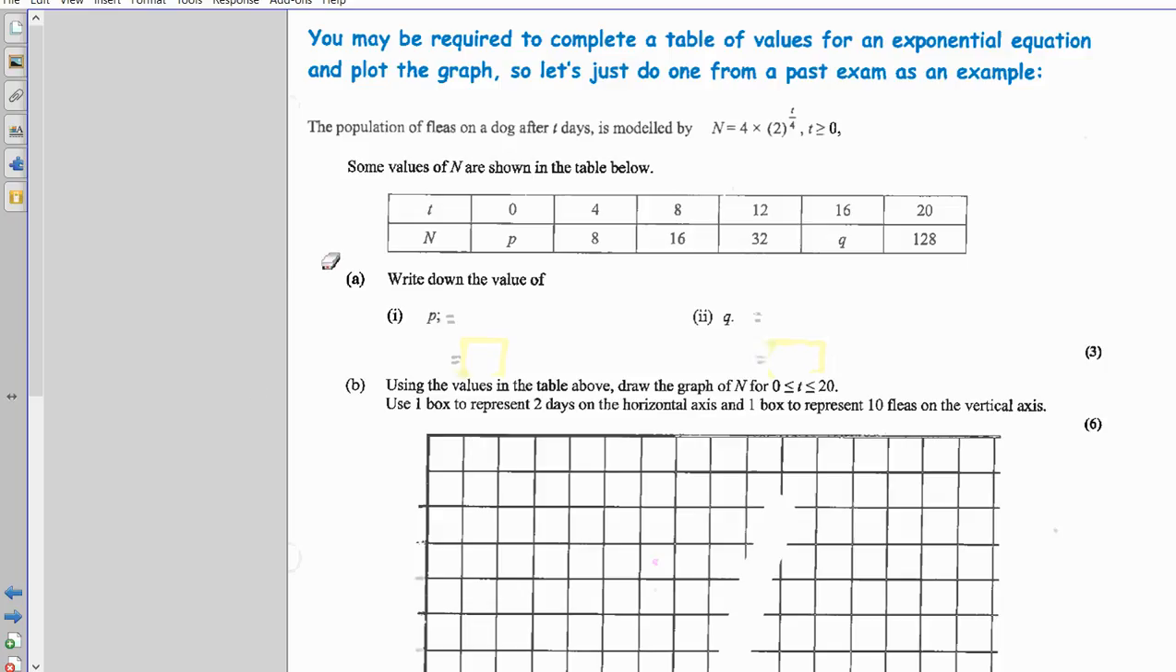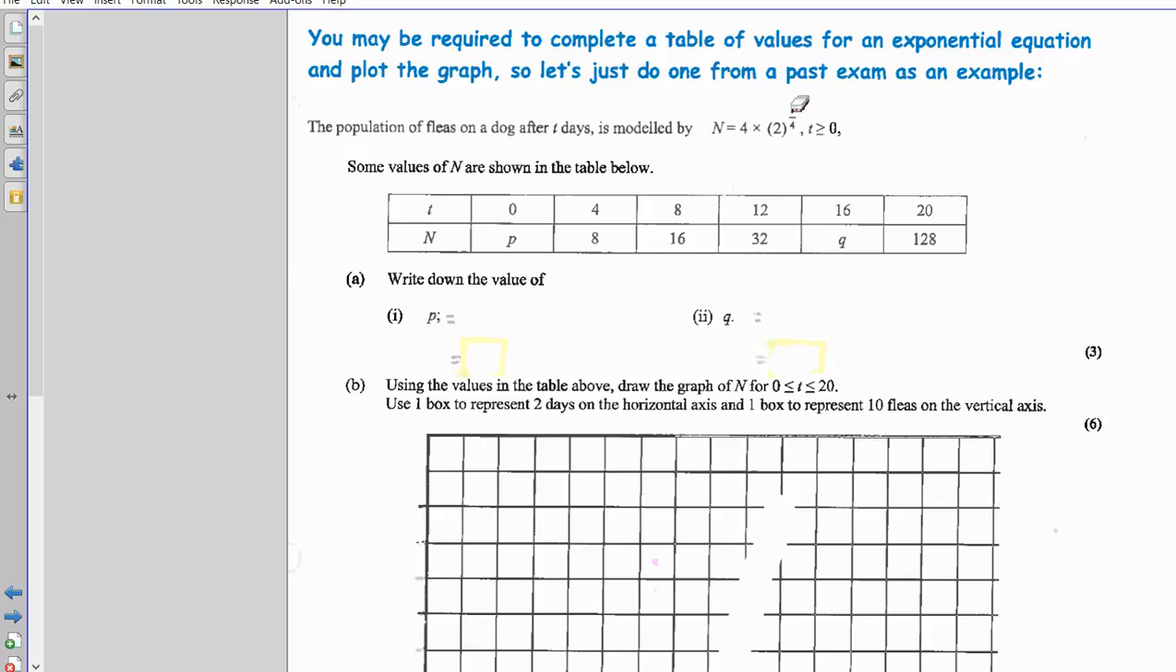You may be required to complete a table of values for the exponential equation and plot the graph. So let's just do an example where you're just asked to fill in a table of values using an equation and just plot the points and draw a curve. So let's say the population of fleas on a dog after t days is modeled by N, the number of fleas, equals 4 times 2 to the power of t over 4.